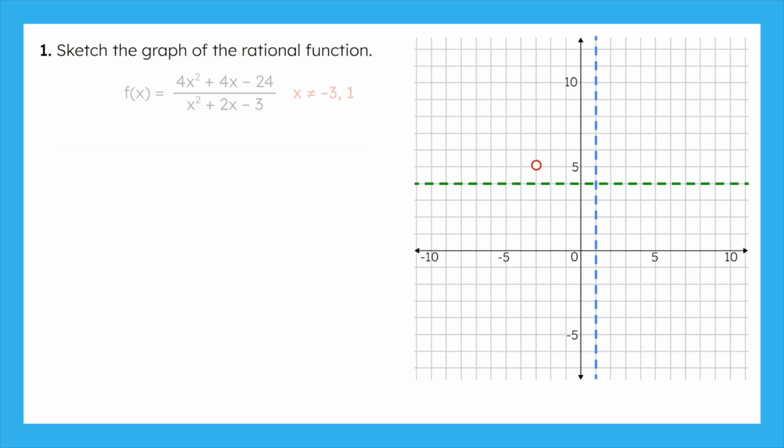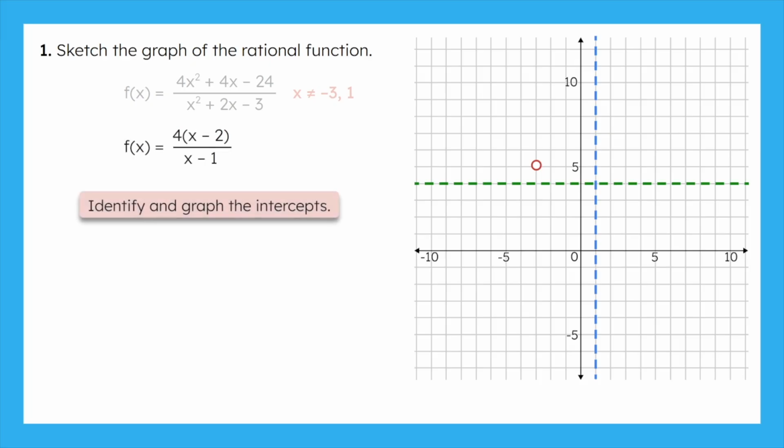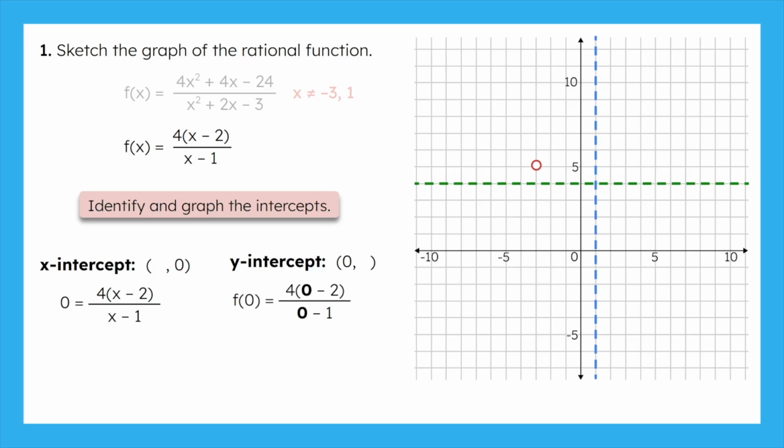Can you think of any common points that we usually include on a graph? Right, intercepts. When graphing rational functions, the next step is to identify and graph the intercepts. The x-intercept is where the y value equals 0, so we set the function equal to 0 and solve. To find the y-intercept, the x-coordinate equals 0, so we just evaluate the function at f of 0. Pause the video here to identify and graph the intercepts. Don't connect any lines yet, though.